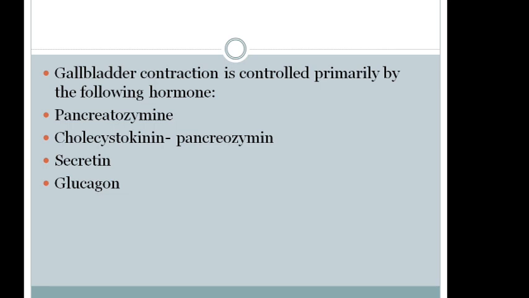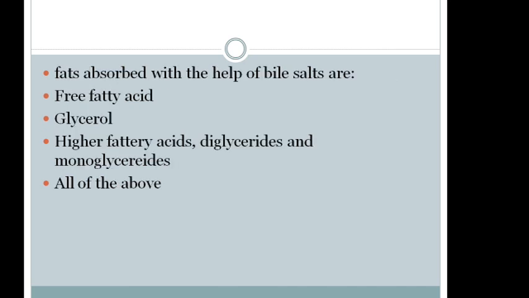Next question. Gallbladder contraction is controlled primarily by the following hormone. C. Gallbladder contraction. B. Cholecystokinin, pancreozymin. Okay. The answer of this question is B, cholecystokinin, pancreozymin.